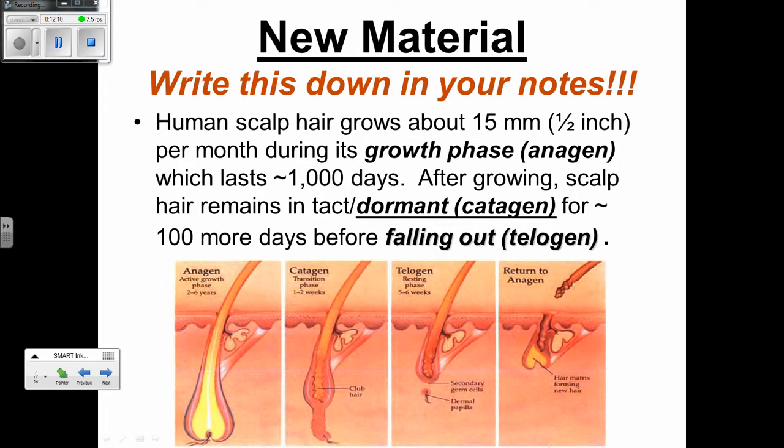All right, so growth goes with anagen, catagen goes with dormant, and telogen goes with the point when it's starting to fall out. Questions with those?